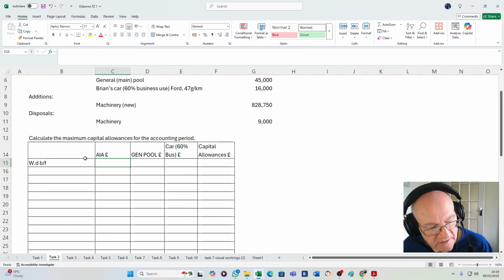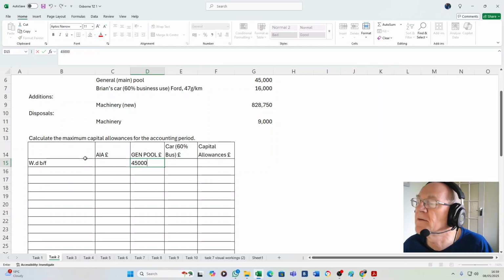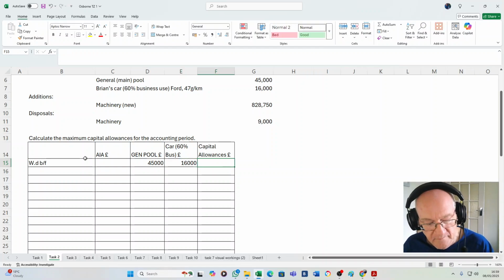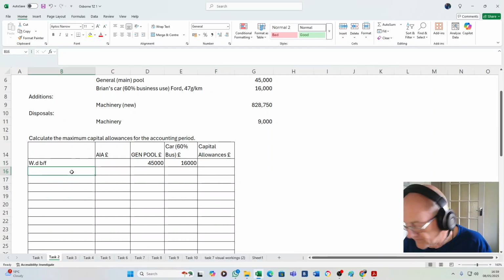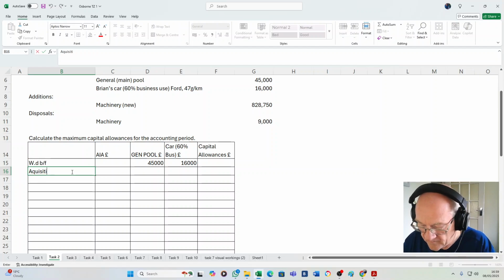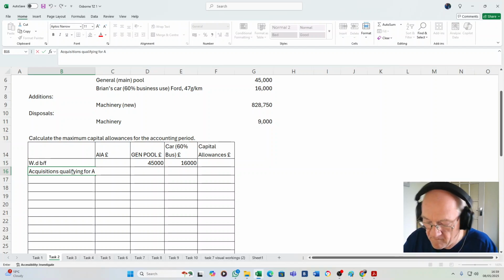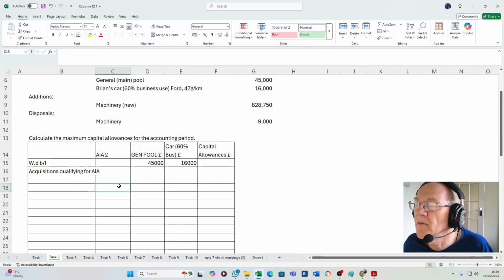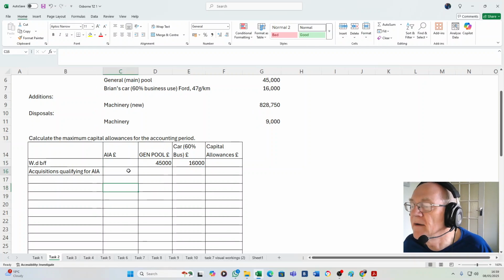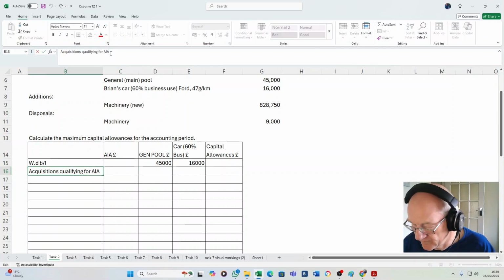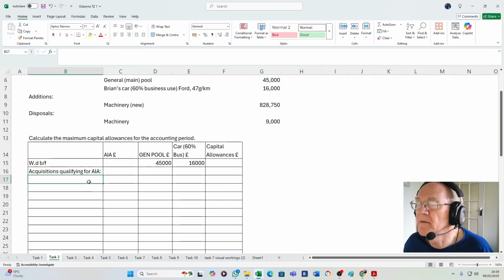Balance brought forward, usually something along those lines. These amounts are straight off there. So the general pool was 45,000, the car was 16,000. Normal to do this one first. I haven't quite left myself enough space to get it in. There we are. Sorted. There's only one here, so we could possibly do it on one row if we needed to.